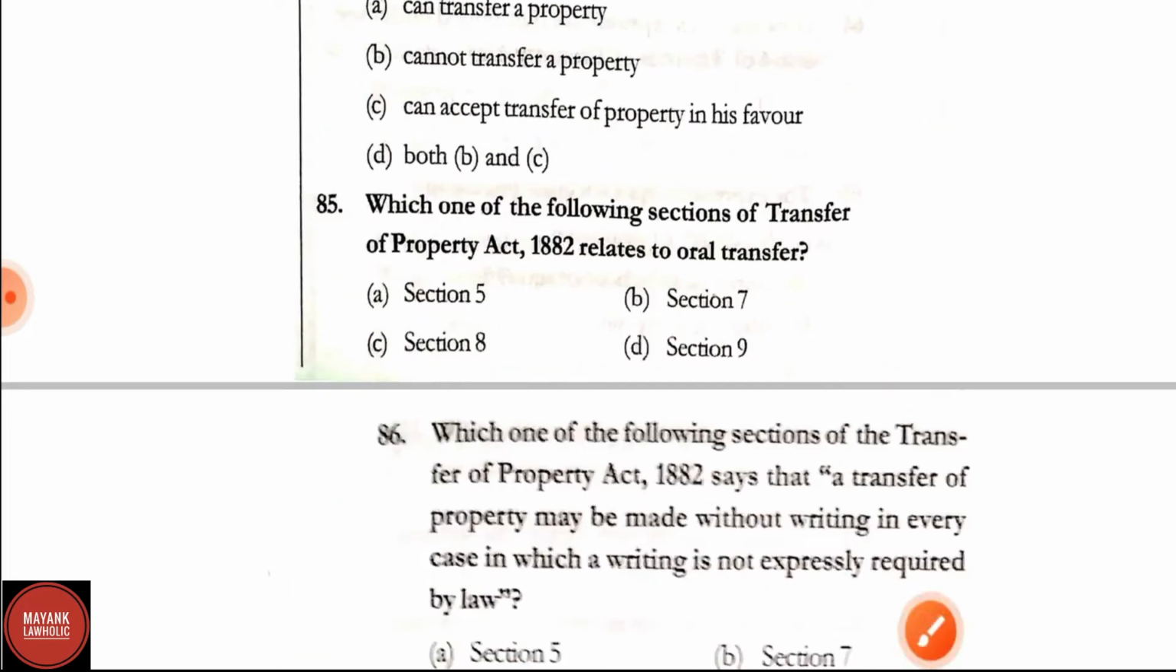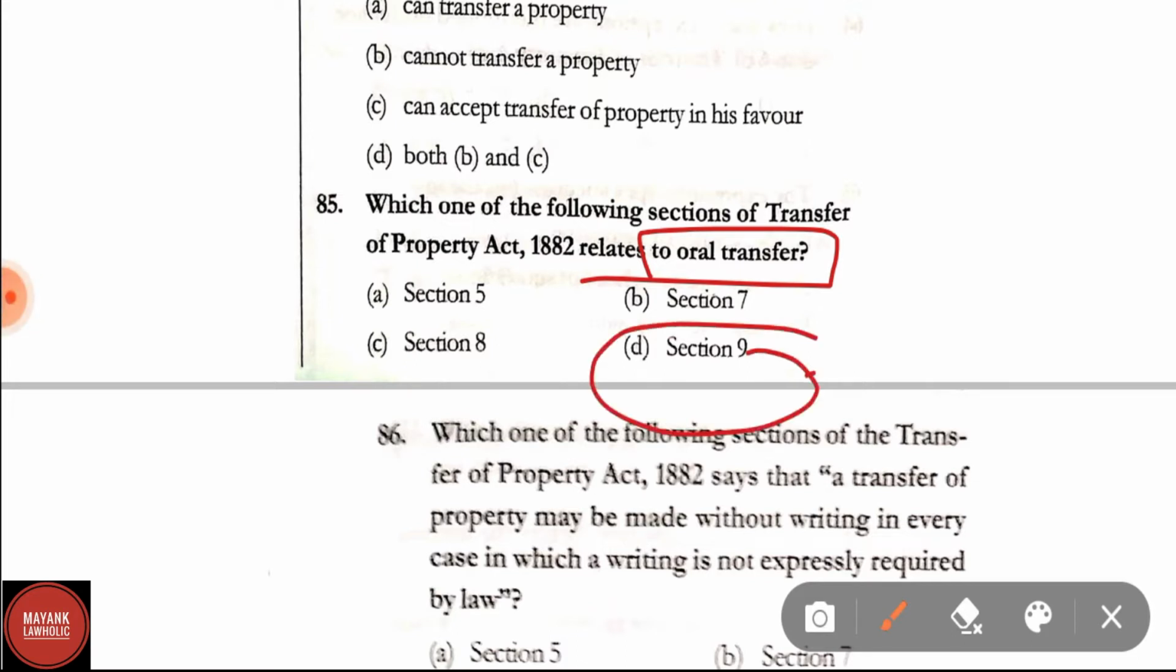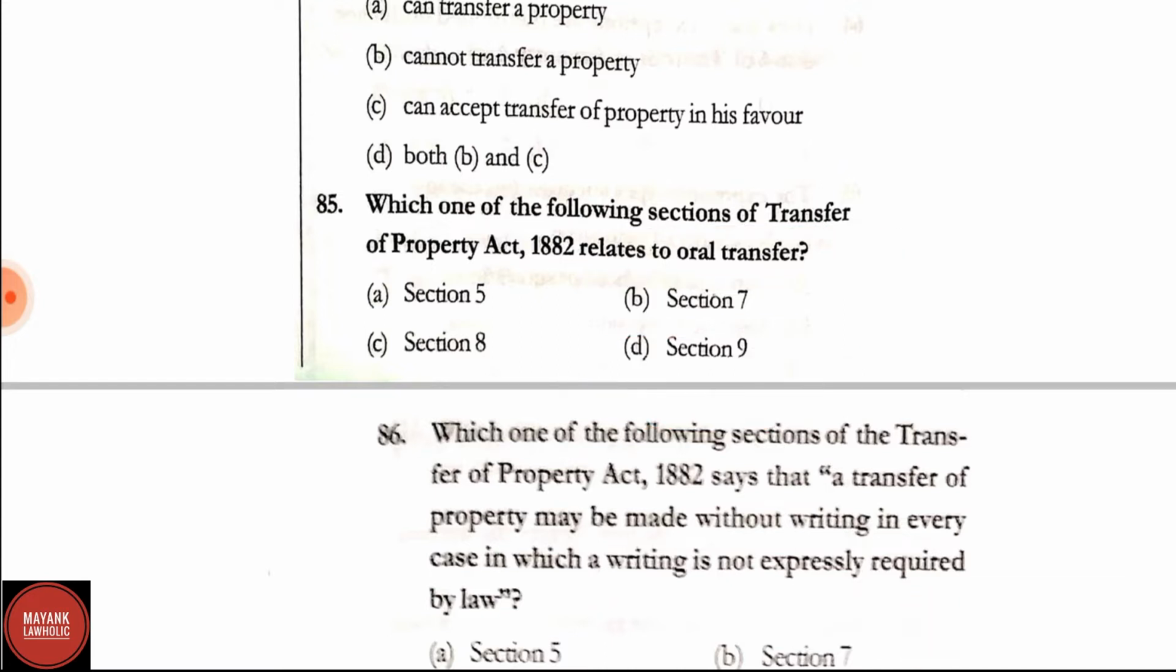Question number 85. Which one of the following sections of the Transfer of Property Act relates to oral transfer? Options are Section 5, Section 7, Section 8, Section 9. Correct answer is option D, that is Section 9. Section 9 relates to oral transfer.